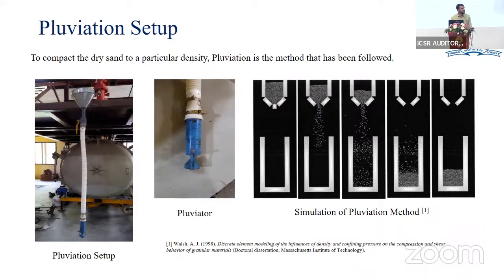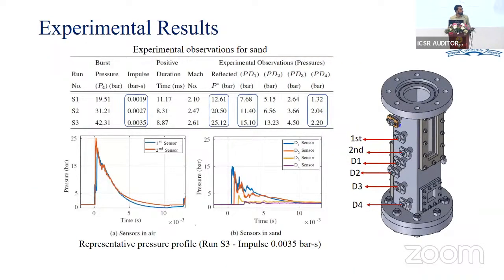Moving ahead, when we got our required densities for both sand and glass beads, we moved ahead towards the experiment. This table shows data for some sample runs. Here is the CAD design of the test section. Out of these 7 ports that are available, we used the first, second, third, D1, D2, D3, and D4 as the pressure ports that we have used here.